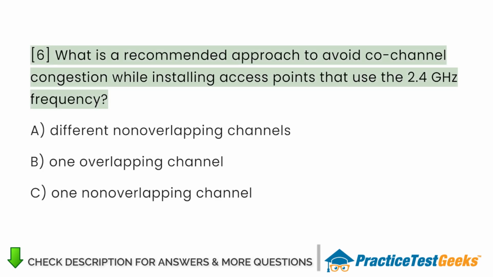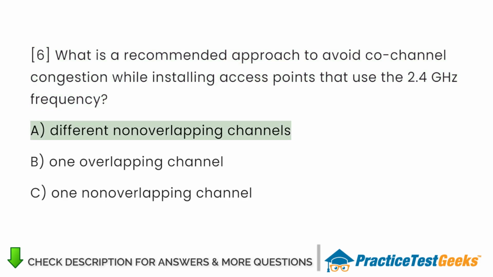What is a recommended approach to avoid co-channel congestion while installing access points that use the 2.4 GHz frequency? A. Different non-overlapping channels. B. One overlapping channel. C. One non-overlapping channel.